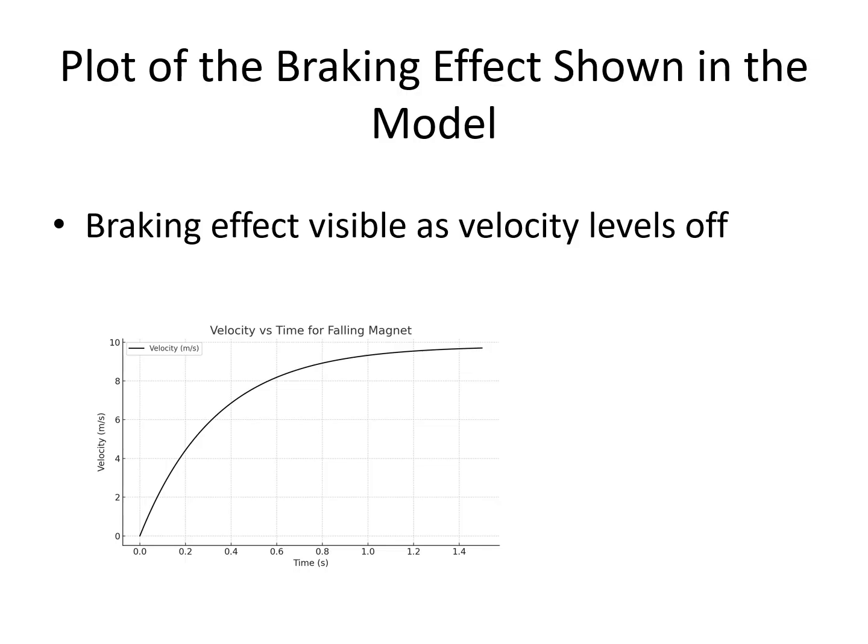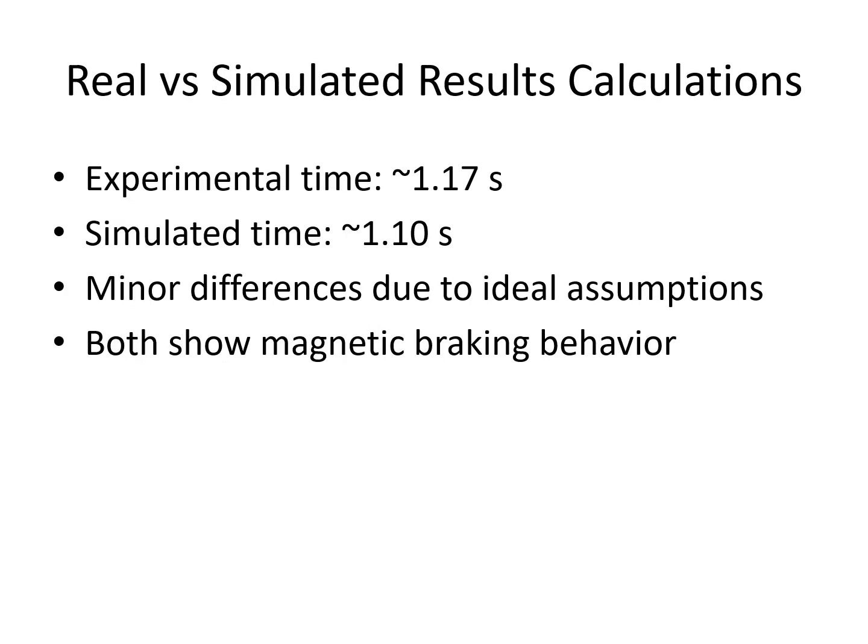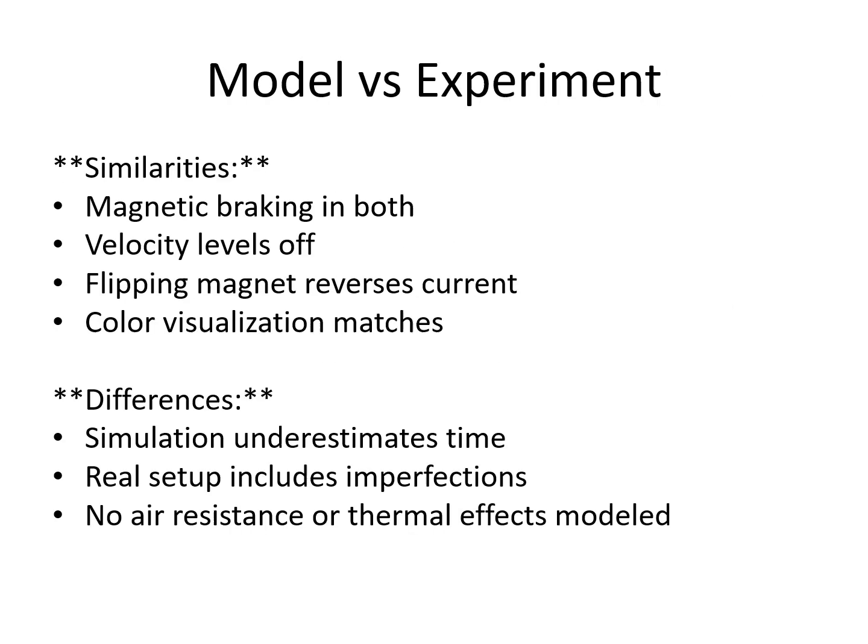This is a plot of the braking effect shown in the model, and we can see that the braking effect is visible as the velocity levels off to the right of the graph. Here is a comparison of the real and the simulated calculations. The difference in time is about 7 seconds between the experimental and the simulated time. These minor differences could be due to ideal assumptions, but both show that the magnetic braking behavior does occur.